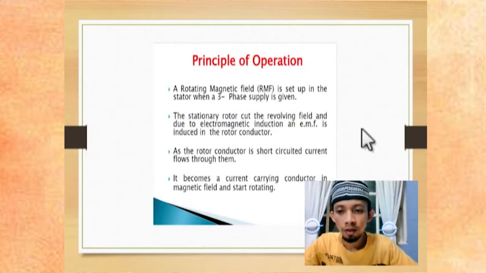In simple terms, the principle of operation is that a rotating magnetic field is set up in the stator when a three-phase supply is given. The stationary rotor cuts the revolving field, and due to electromagnetic induction, an electromotive force is induced in the rotor conductor. As the conductor is short-circuited, current flows through it. It becomes a current-carrying conductor in a magnetic field and starts rotating.